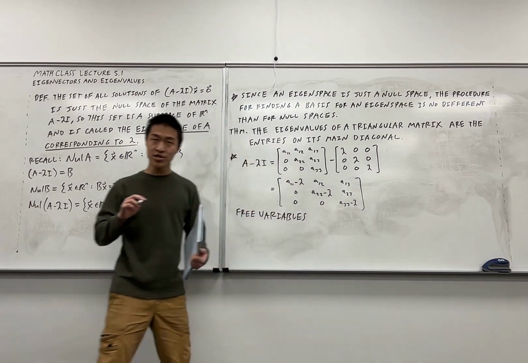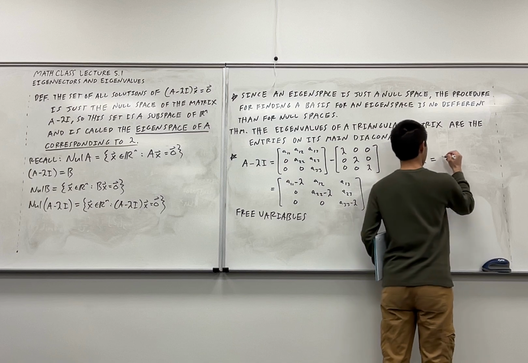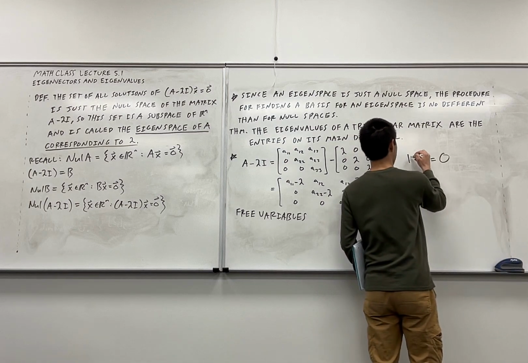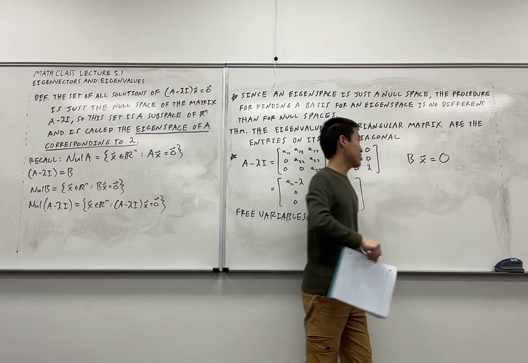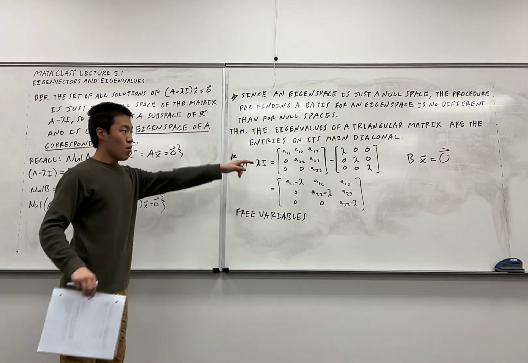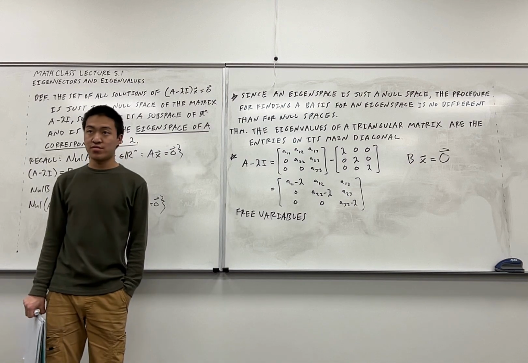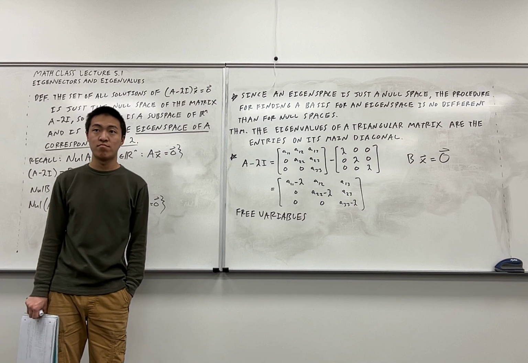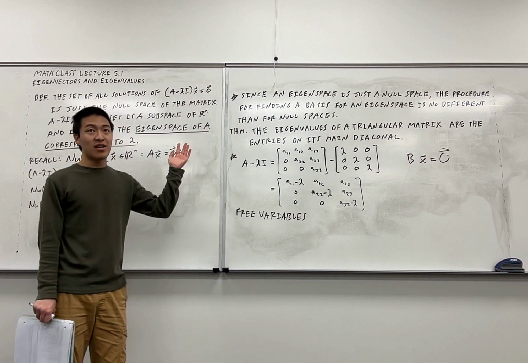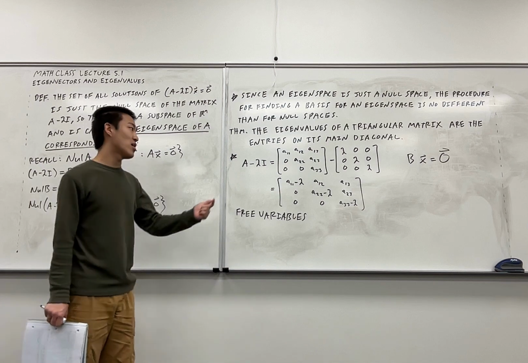So if I have a homogeneous equation, I'm going to use a different symbol just so it's not confusing. What happens if the only possible solution is just the trivial solution? There are no free variables. And along with that come all of the statements: the columns of B are linearly independent, and so on.